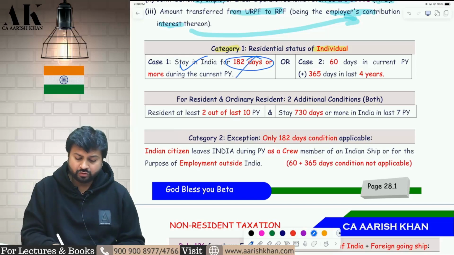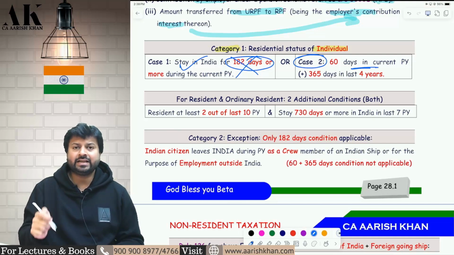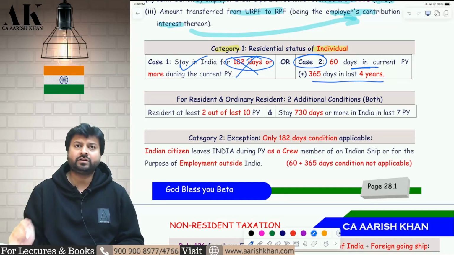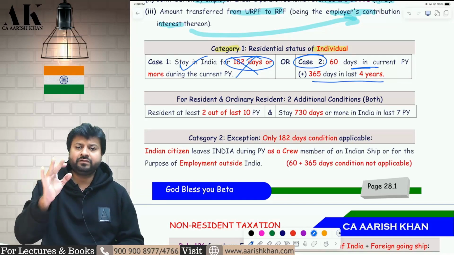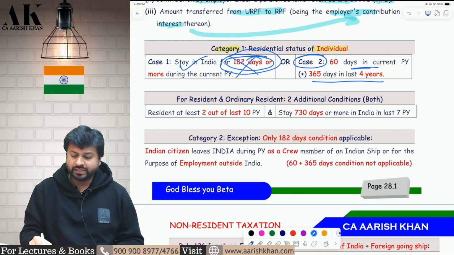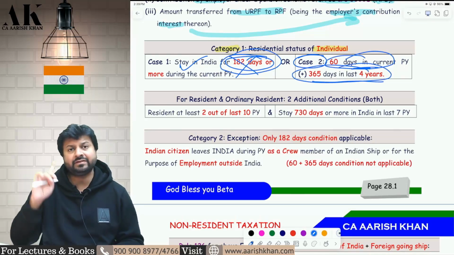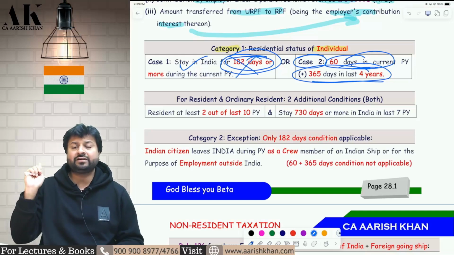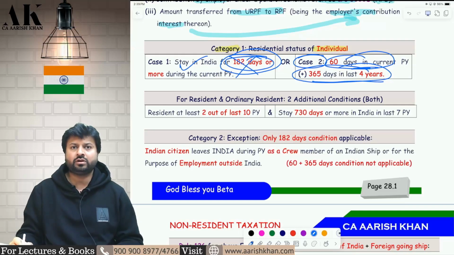Second, if you do not fulfill this condition, then you need to fulfill the second case. You should stay in India for 60 days at least in the current year. In the previous year 24-25, you should stay in India for at least how many days? 60 days. And in the last 4 years, you should stay in India for 365 days. Even if you fulfill this condition, then also you are resident. So either you fulfill the condition of 182 days or you fulfill 60 plus 365 in the last 4 years. When I say last 4 years, don't count the current year 24-25, start from 23-24. Okay, I hope it is clear to all of you.